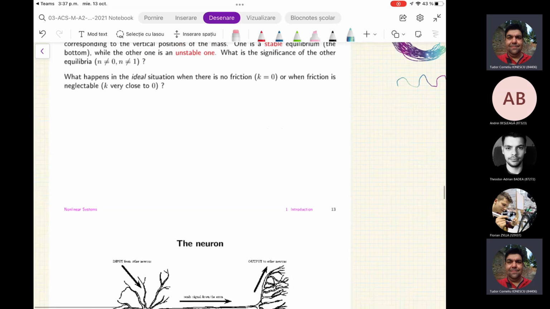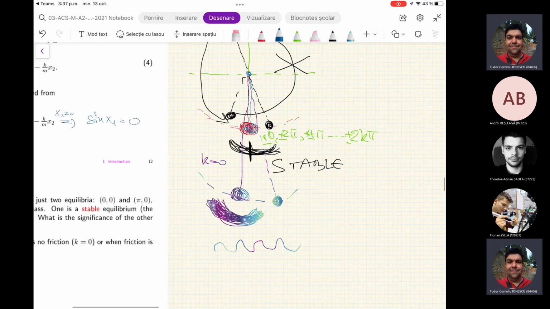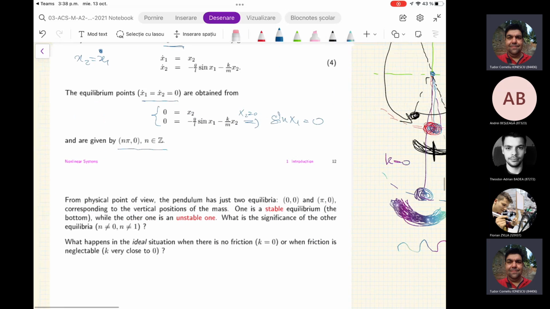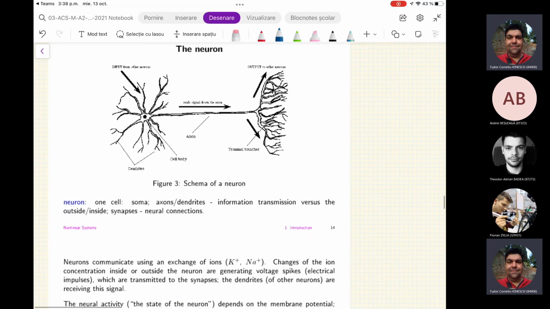So this is what happens to the pendulum. This is a very good example. Of course, you can linearize the pendulum. We'll talk about linearization quite a lot, starting with the next chapter and then continuing when we study second order systems. All right. Now, another interesting model is the model of the neuron.